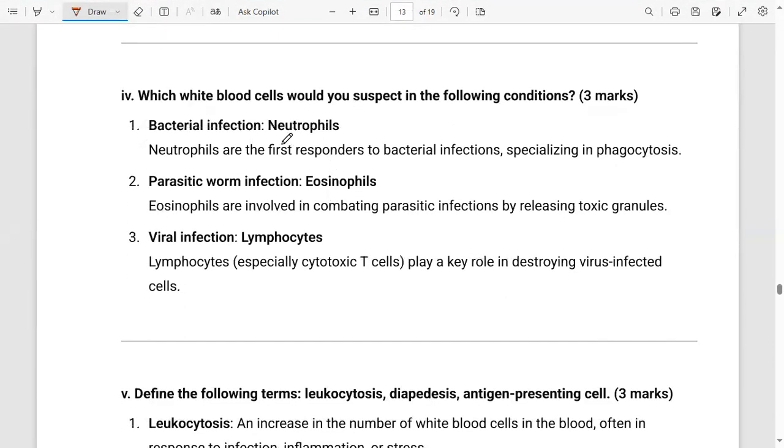So for the bacterial ones, the white blood cells that will be in charge are the neutrophils. These neutrophils are the first responders to bacterial infections. They will phagocytose that bacteria so that it dies and doesn't affect the body. What about if a parasite invades your body? Which white blood cells fight that? It is the eosinophil. Eosinophils will fight the parasites.